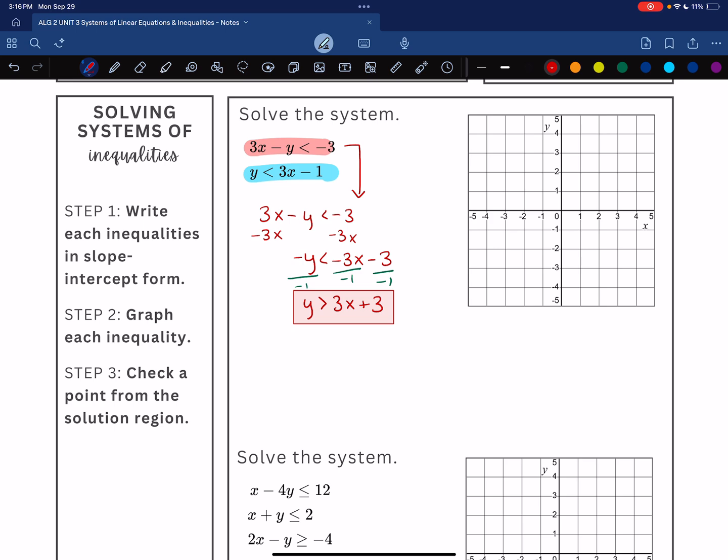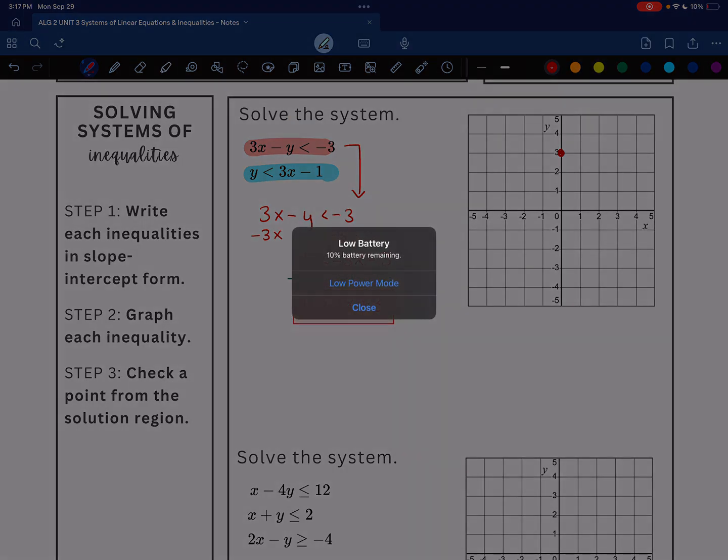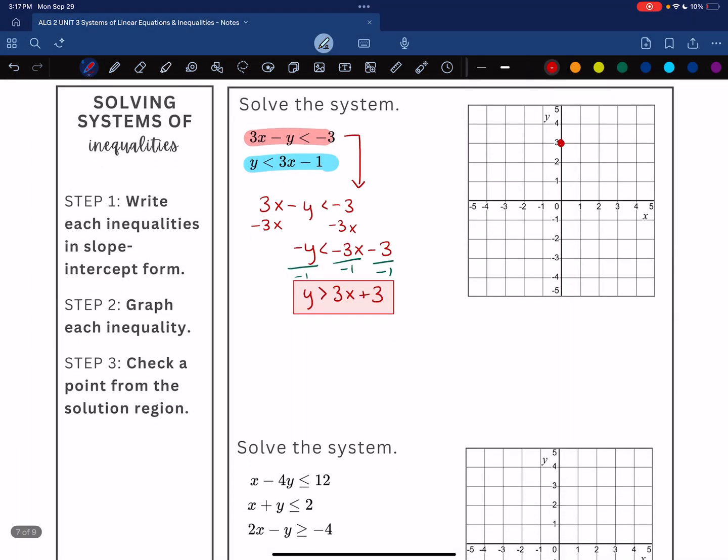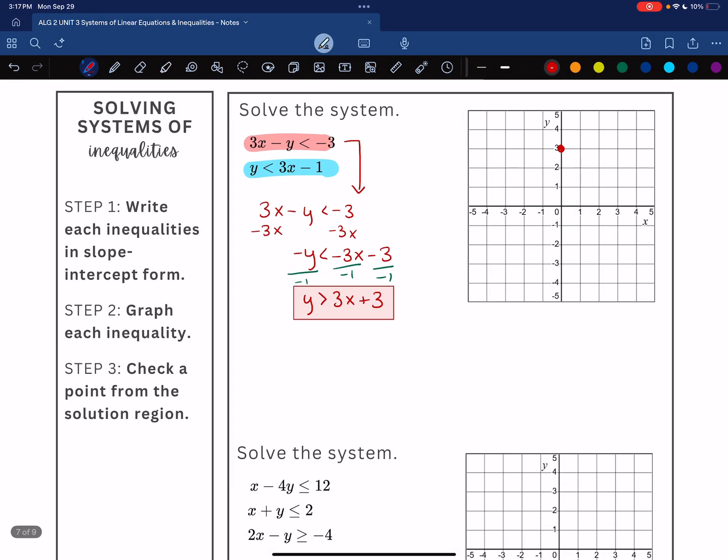So let's go ahead and do that. We're going to begin at our b value, which is at 3. And then the slope is 3, which would mean I'd need to go up 3 and over 1, but I can't do that here. My window's too small. So I'm going to go down 3 and left 1. Down 3, left 1. Oops. All right, that's looking good.